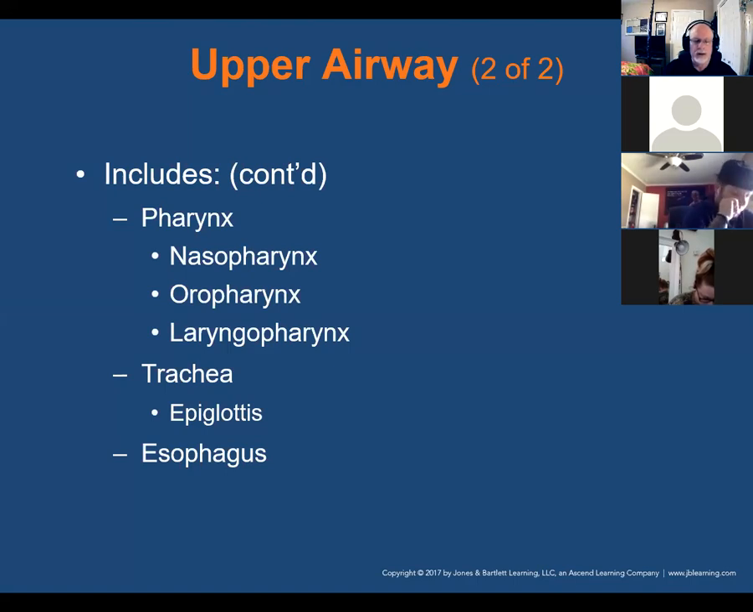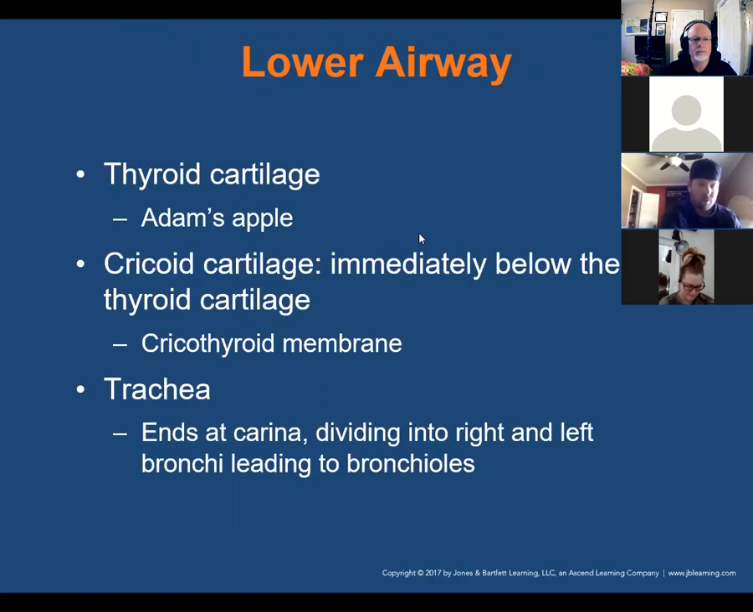So any of us ever swallowed something so that it went down the wrong pipe? That's what my grandma always said. I went down the wrong pipe. But you got some liquid or food down to the point that it made it past the epiglottis, and it triggered gag reflex, cough reflex down at the larynx.